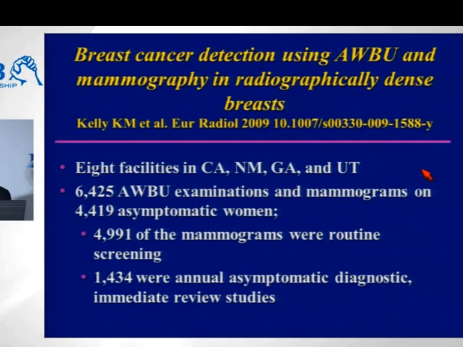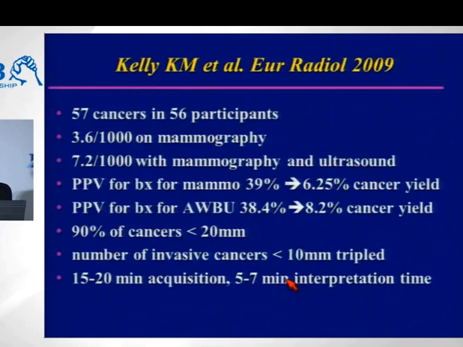There has been a few publications. This is on an older type scanner, but it was done at 8 facilities in 4 states, published in European Radiology. Over 6,000 automated whole breast ultrasound examinations in almost 4,500 women. The mammograms were routine in 5,000 and annual asymptomatic diagnostic exam in almost 1,500. They found 57 cancers in 56 participants. Look at this. They doubled the cancer detection rate. Their cancer detection rate on mammography alone was 3.6 per thousand and doubled it when they used the ultrasound.